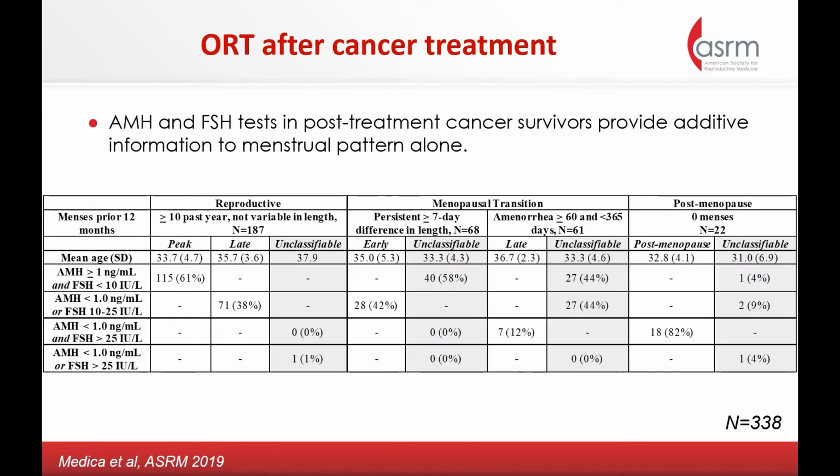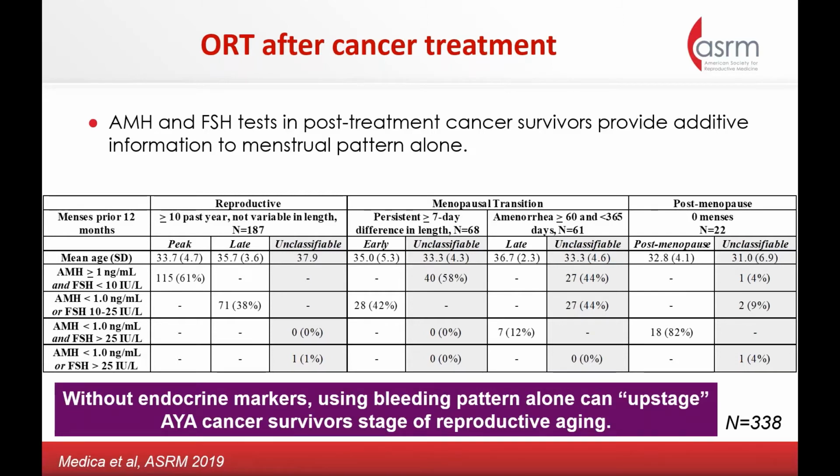What got really confusing is when you get to the menopausal transition, you had a lot of unclassifiable participants. And those were mostly women who had menstrual pattern consistent with the menopausal transition, or over on the right, consistent with postmenopause, but ovarian reserve measures that were more consistent with the reproductive stage. So that overall, 29% of this cohort was unclassifiable by the current STRAW criteria. So our conclusion of this first study is that without endocrine markers, using bleeding pattern alone likely upstages these AYA cancer survivors' stage of reproductive aging.